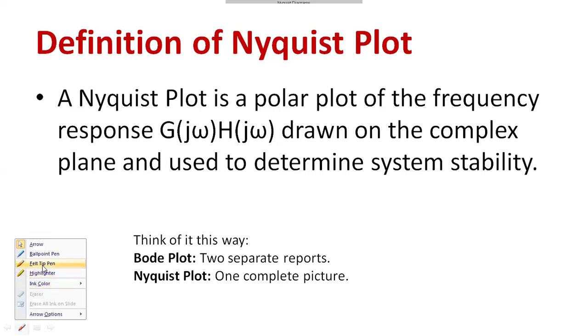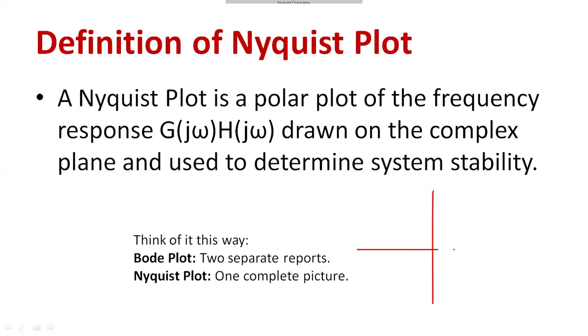Do you know what is complex plane? Complex plane is very simple. We have a real part as well as an imaginary part. We have the real part, that is sigma, and we have the imaginary part, which we write as IM, or we can write it as j omega. In this, we are going to plot both the magnitude as well as the phase. That is what exactly we call Nyquist plot.